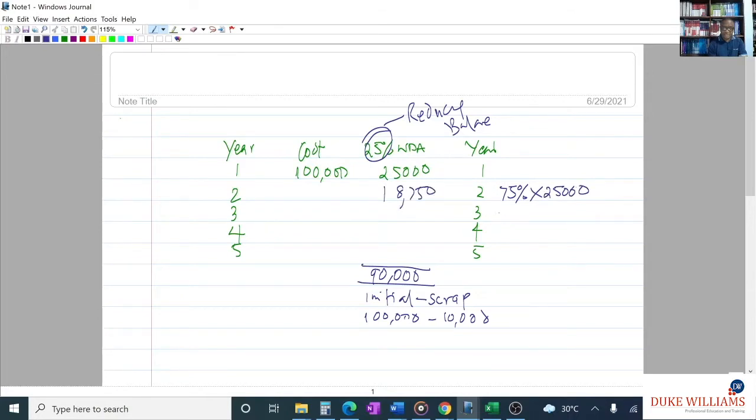And then year 3 is going to be 75% of 18,750, and that is going to give me 14,062.5. Then this is going to be 75% of 14,062. But you don't need to do this. But don't forget that in the final year, you don't claim capital allowance. So this would always be the balancing figure.